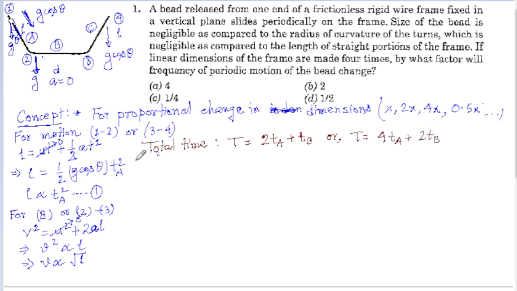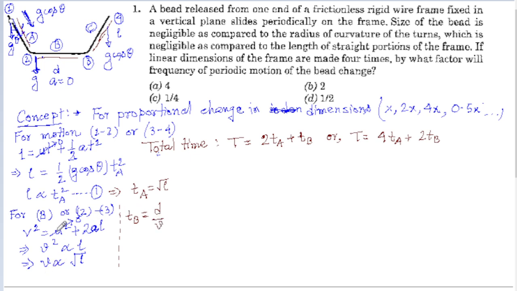Now whatever may be, in the first case we can say the time ta is proportional to what? The ta is proportional to root L. And in the second segment, the time taken tb is equal to the distance. Let the distance be d; this distance is L, and this distance is again L. So here the distance covered is d divided by its uniform velocity v.